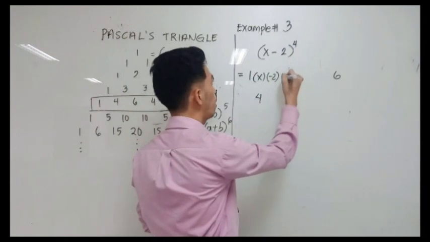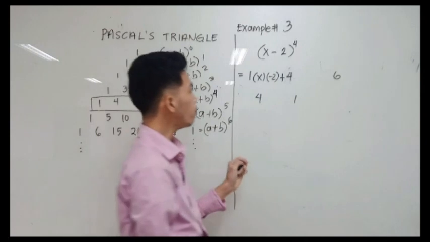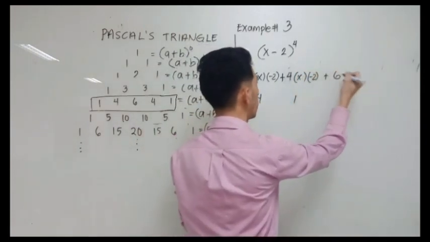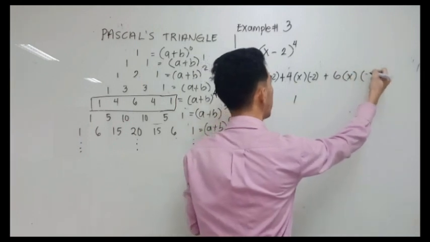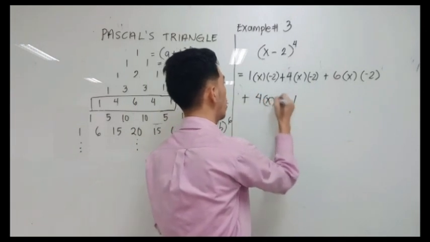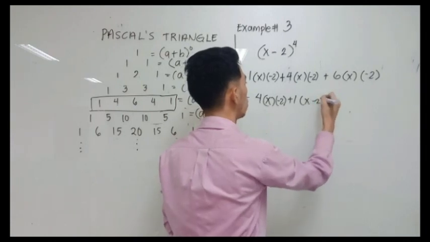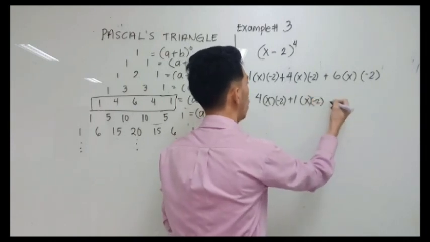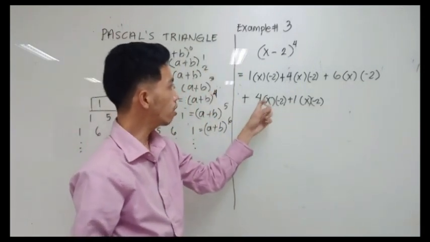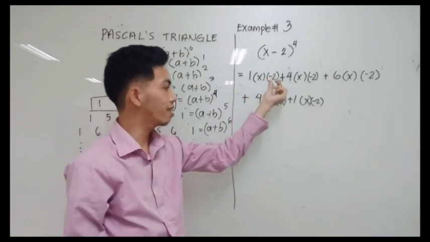And then you have plus. Okay? Kasi yun yung separator ng bawat term. And then ilagay mo din dito si x at saka si -2 plus you have x and -2. Okay, plus x and -2 plus you have x and -2. Okay, so next step that we need to do is to write the exponents of the first and second term.